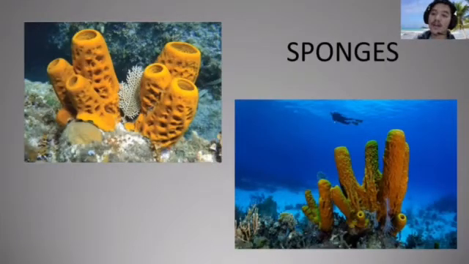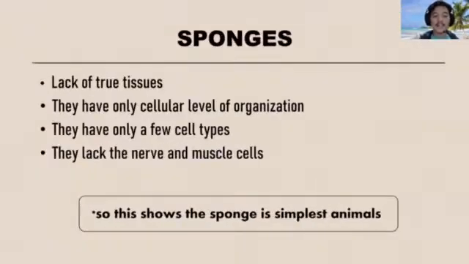Okay, the first simplest invertebrates that we will discuss is sponges. Sponges are animals that lack true tissues such as muscle and nervous tissues. They have only a cellular level of organization. They also have only a few cell types. And lastly, they lack nerve and muscle cells. So this shows you that sponges are the simplest animals.